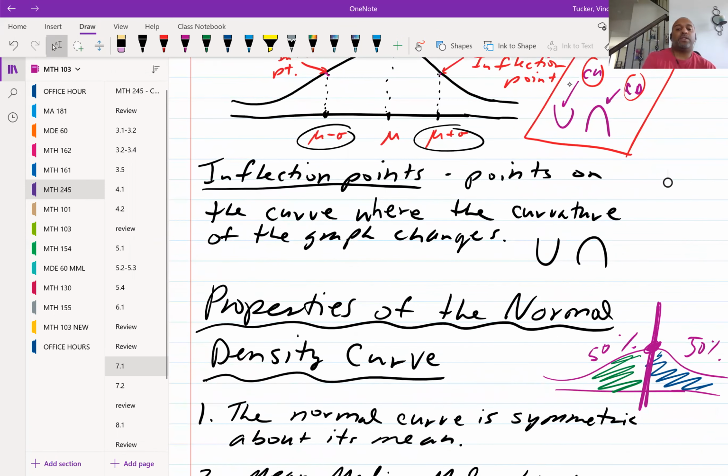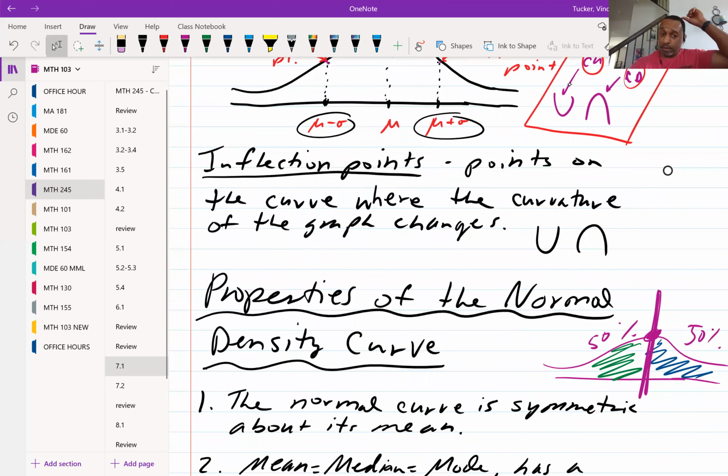All right, so next we're going to get into properties of the normal density curve. Some of them we already mentioned before. Like the first one, the normal curve is symmetric about the mean. And that just means that 50% of your data will be to the right, 50% of your data will be to the left, and also it mirrors each other. So not just 50% will be on the right and left of it, but exactly what goes on the right goes on the left as well. So that curvature would be reflected about the mean.